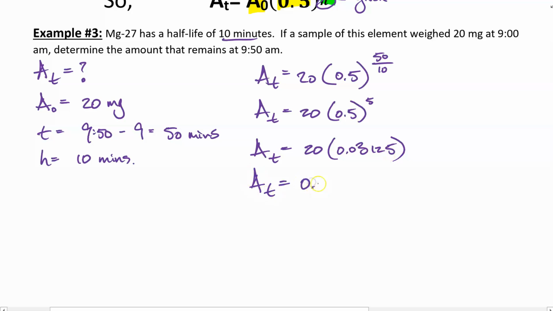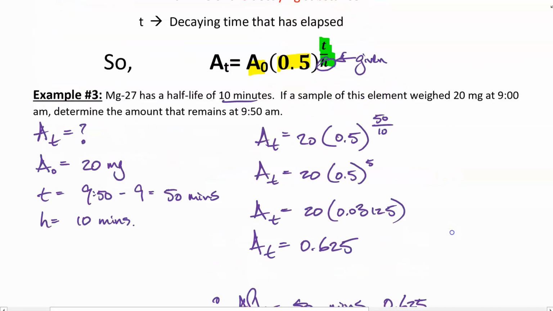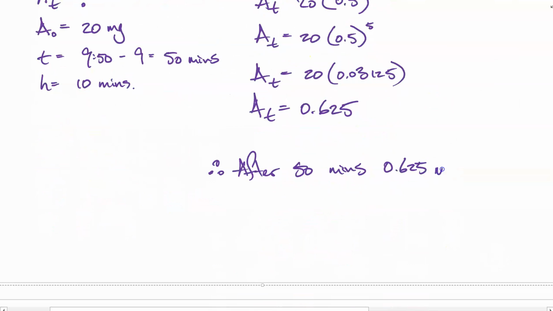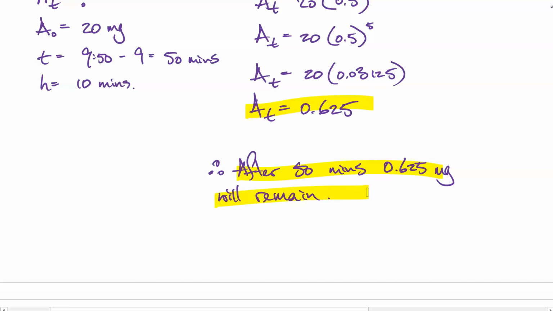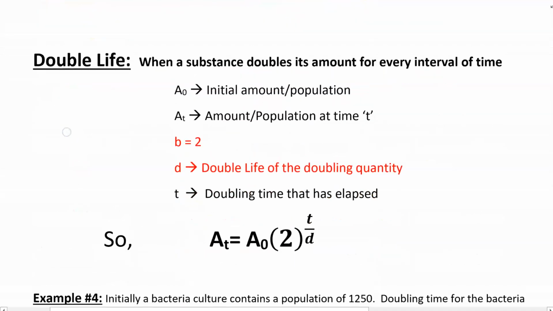And you're going to end up with 0.625. And you're going to say, therefore, after 50 minutes, 0.625 milligrams will remain. Here's an exponential decay situation where you are losing an amount, and that's why 0.625 is less than what we started with, which was the 20 milligrams at the beginning. All right, let's talk about double time, and we are out the door.